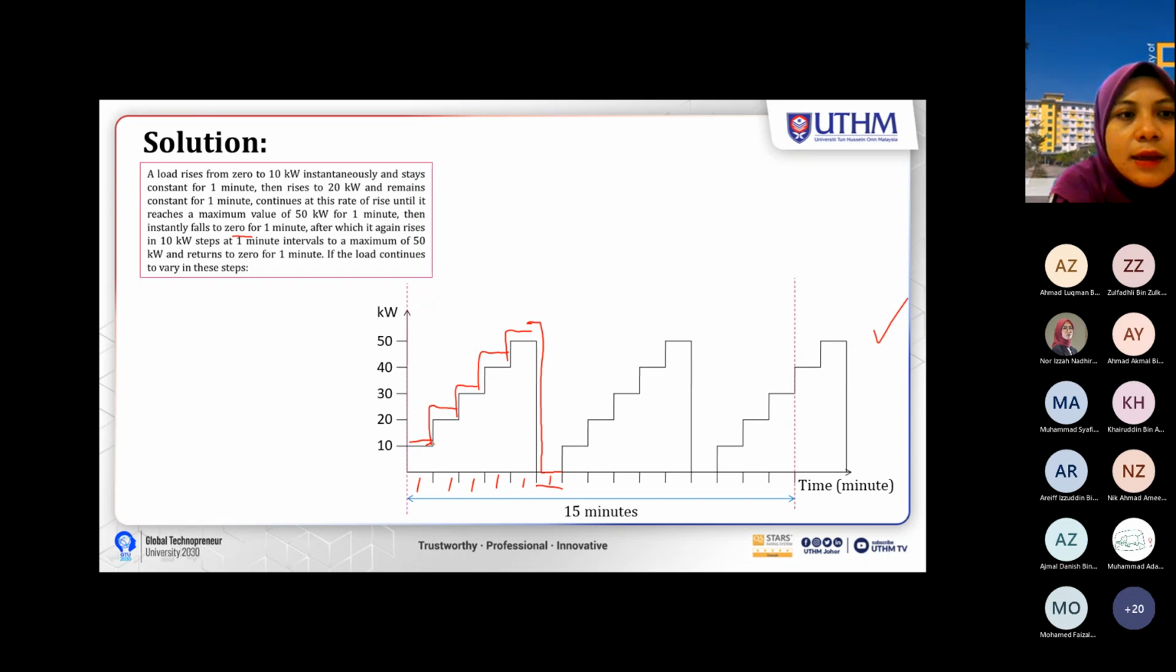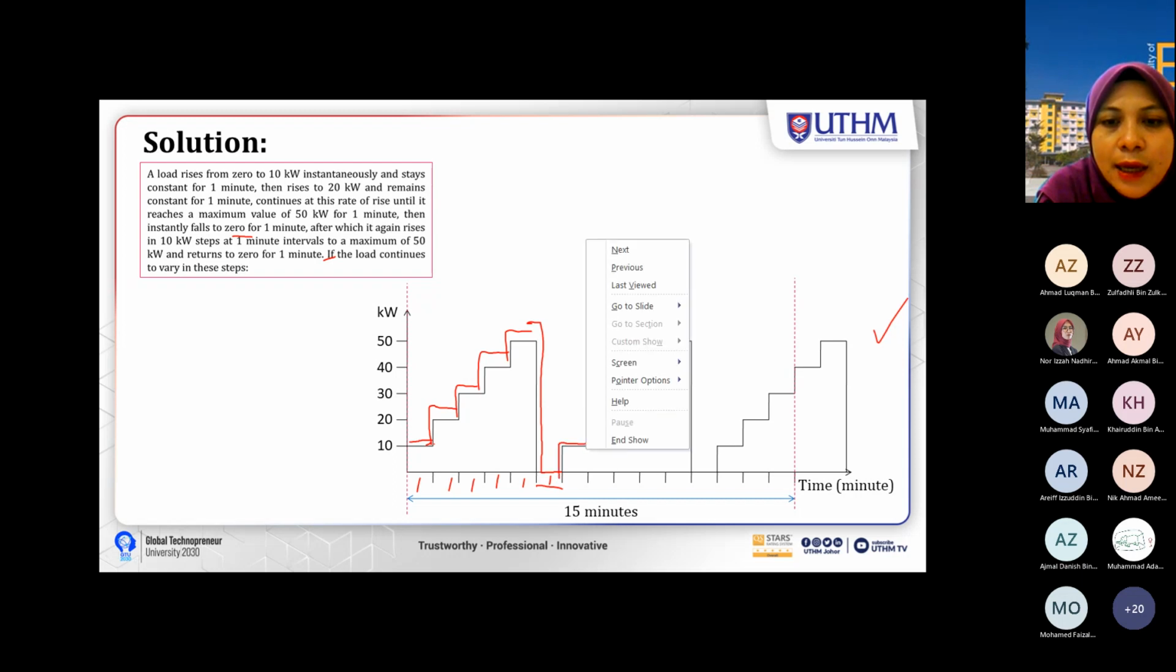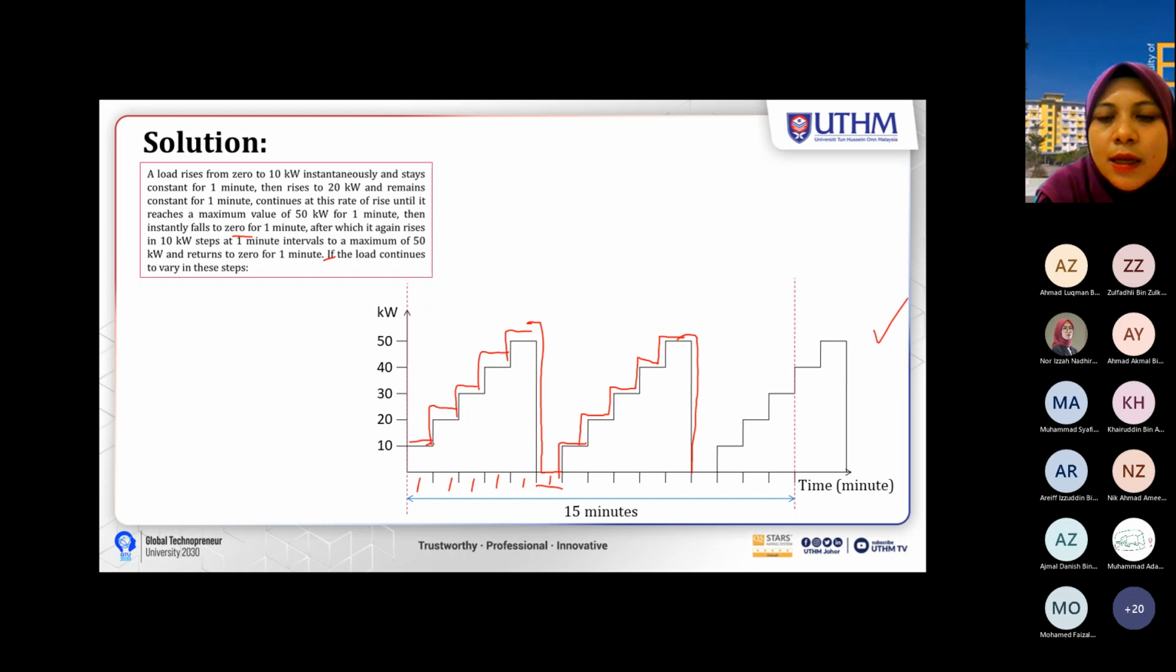And then dia akan kata, after that again rises in 10 kilowatt steps. Naik balik 10 kilowatt, 20, 30, 40, 50. Then the repetition. Okay, dia instantaneously. And then go back, naik balik, sampai dia akan repetition. Okay. So ni contoh dia punya data demand. And then the interval is about 1 minute, 1 minute, 1 minute. So first dia kata you have to find.